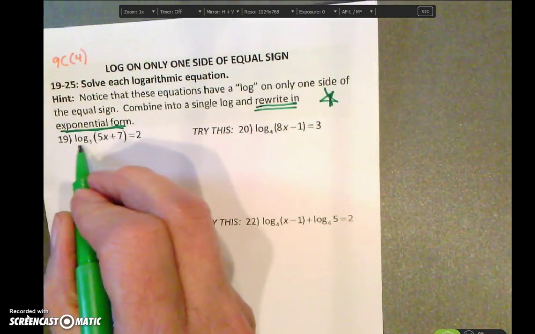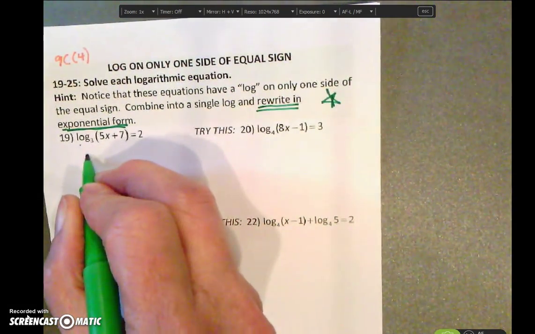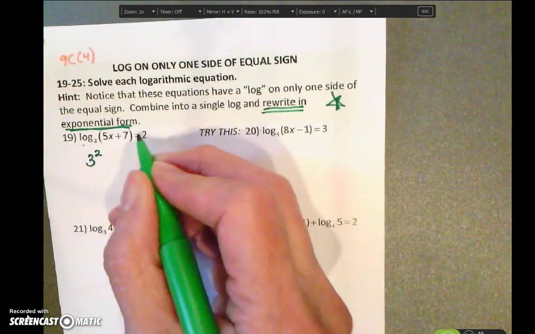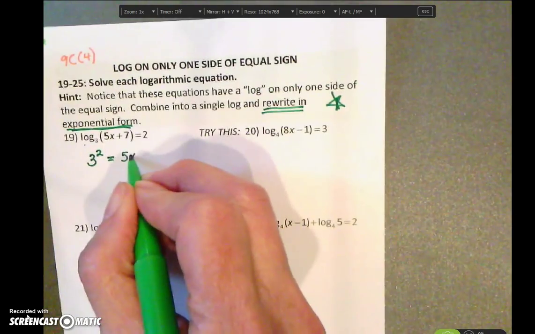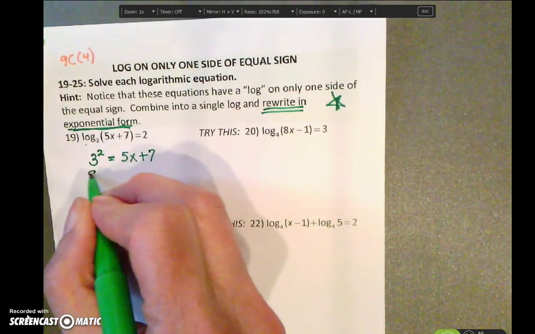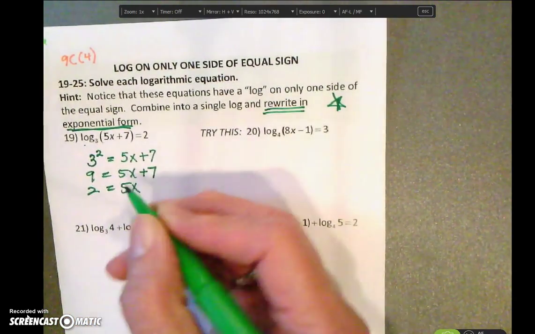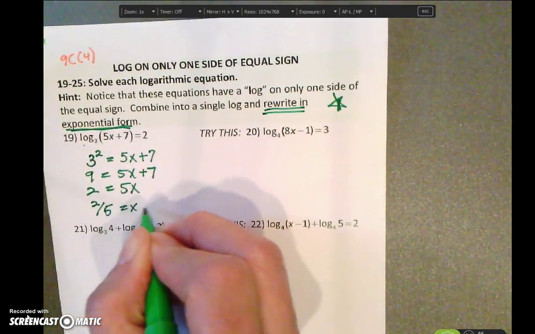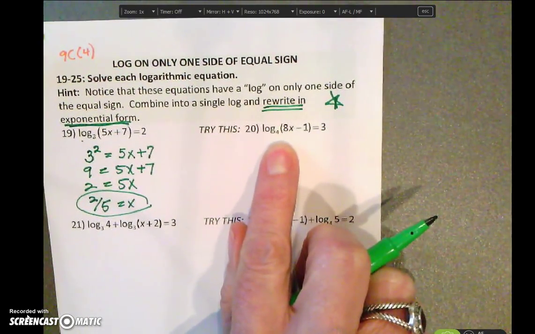All right, so here I have a single log. I'm going to write it in exponential form, which means I'm going to take the base, which is 3, and say it's raised to the second power, so 3 to the second power is equal to 5x plus 7. And then solve. So I'm going to have here 9 is equal to 5x plus 7. Subtract my 7, so 2 is equal to 5x. And then divide by 5, so I get 2/5 is equal to x. So stop the video and try one just like it.